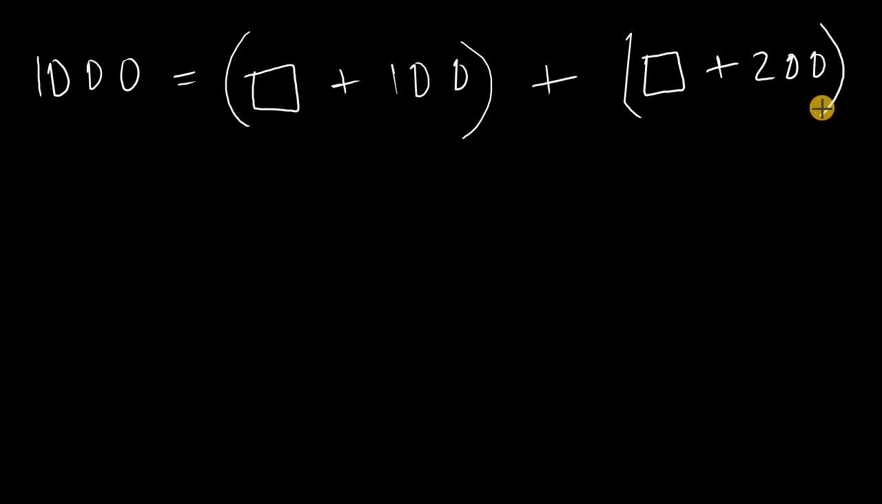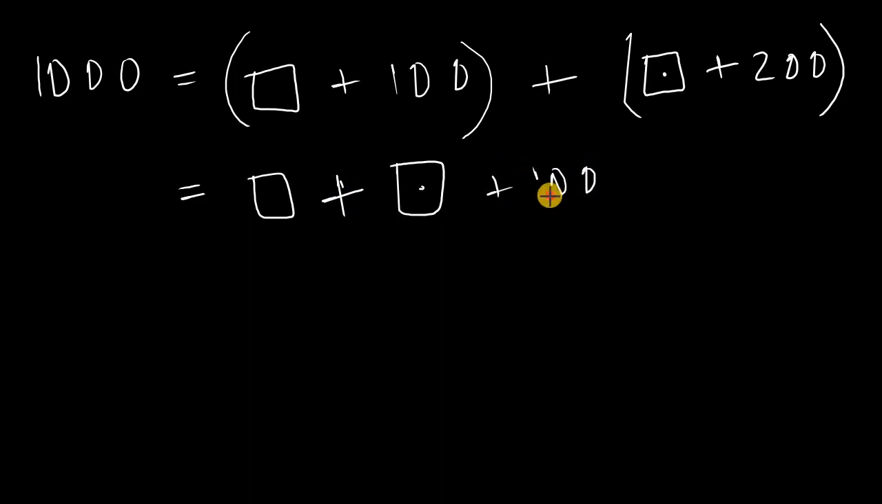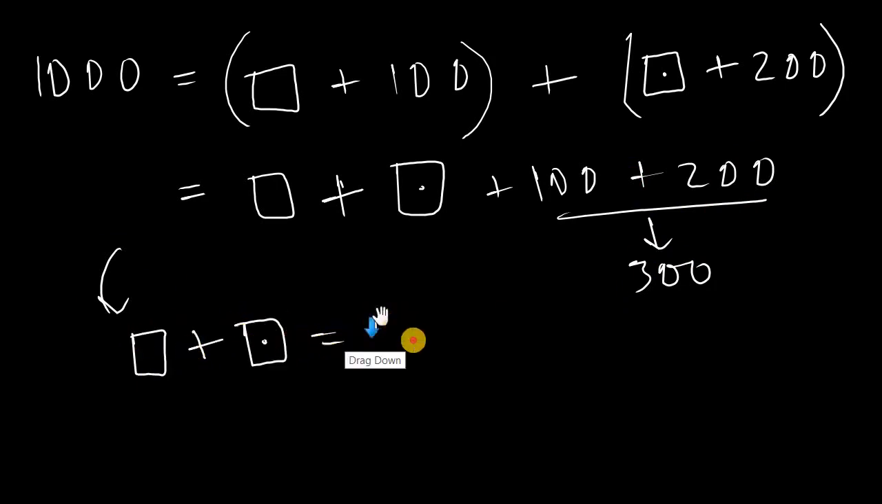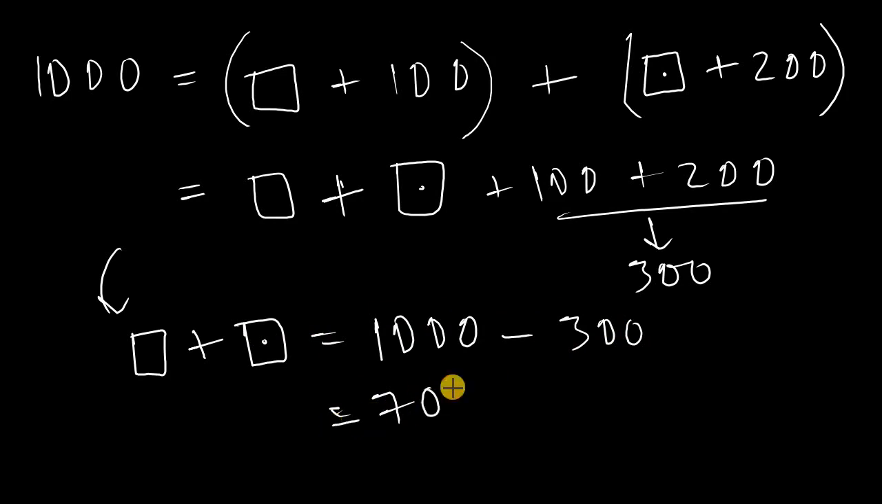Okay. Now, how do you do that? Same thing. So, the sum of two boxes, right, plus 100 and plus 200. Now these two sum up to be 300. So what we have from here is that this box plus this box is equal to 1000 minus 300 and the answer is 700.